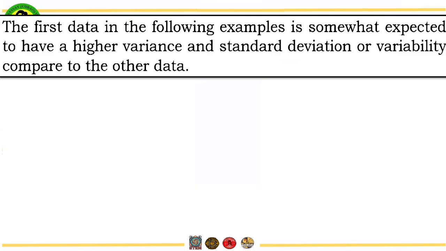So let's proceed. The first data in the following examples is expected to have a higher variance and standard deviation, or variability, compared to the other data. So I will give some situations and examples. We will analyze why the first data has a higher variance and standard deviation or variability compared to the other data. Okay, so let's analyze.